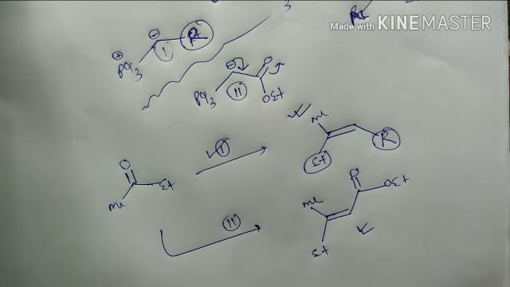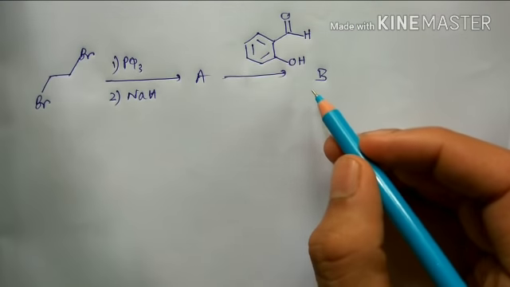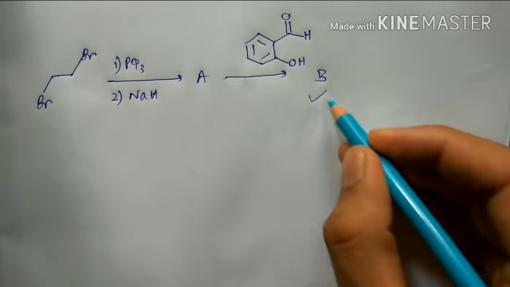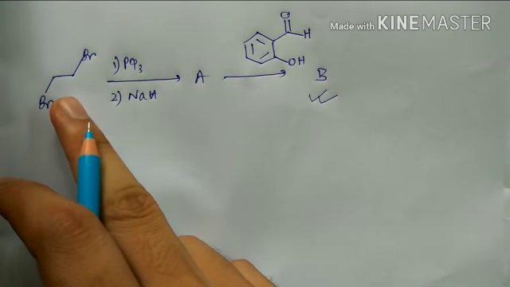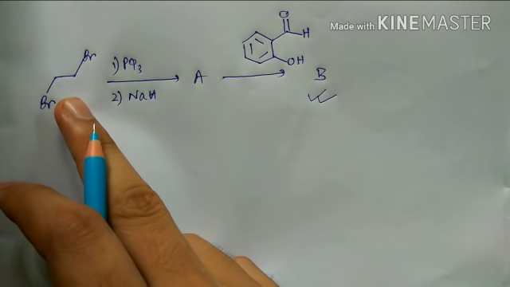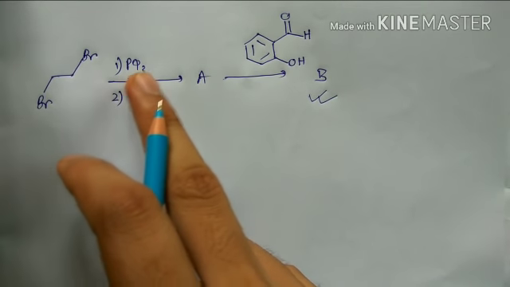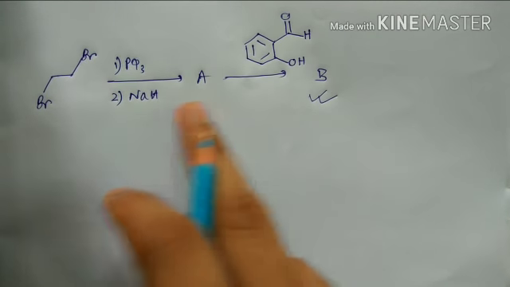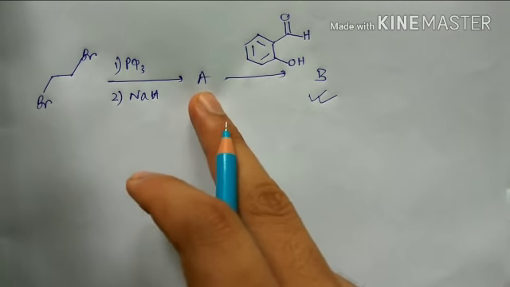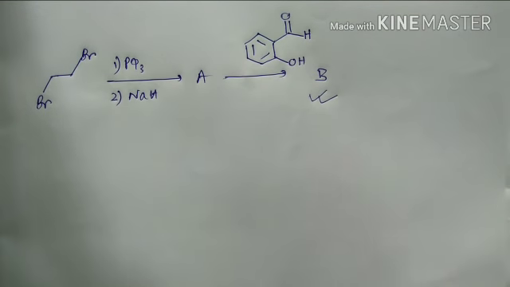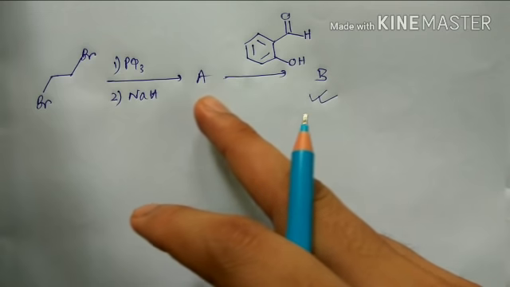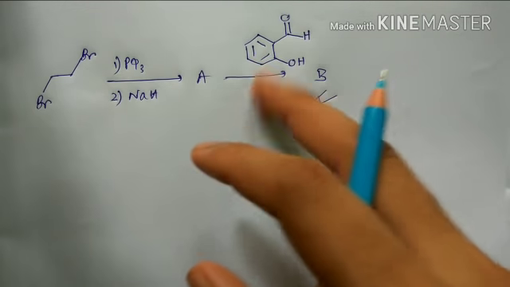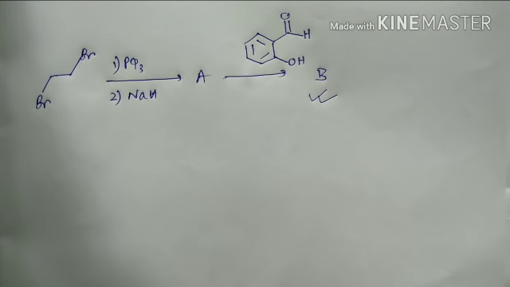But for now I will discuss a very important problem from the CSIR exam. So you can see this is the problem given. You have given a vicinal dihalide, vicinal dibromide, and this is reacted with first triphenyl phosphine and then sodium hydride, which will give product A, which is an intermediate, basically a halide, and reaction of A with this particular compound will give product B. Now we have to identify what are the products A and B.